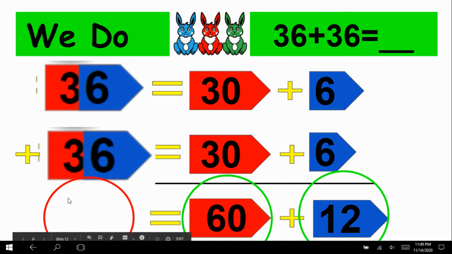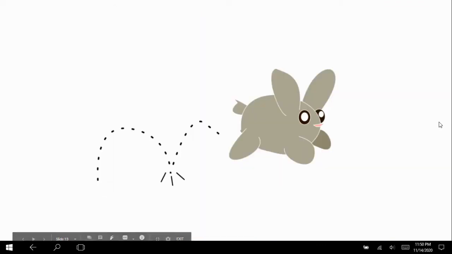Now we can find our sum. Something is equal to 60 plus 12. I can see it too. If I move those numbers together, I see the number 6 and 1 in the tens place. 60 plus 10 is, yes, 70. And then 2 more, 72. Hop, hop.